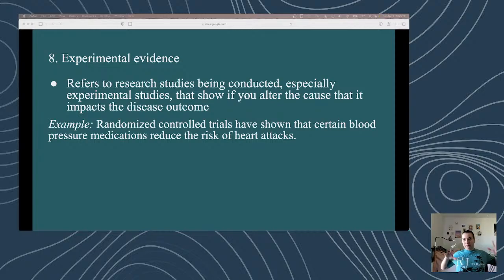Eight is experimental evidence. We will have an entire lecture down the road on randomized controlled trials, but this refers to research studies being conducted, especially experimental studies where they control for all the things that they hypothesize to be confounders that show that if you alter the cause, that it impacts the disease outcome. They isolate the exposure, essentially, so that it's the only thing that's changed. And as an example, randomized controlled trials have shown that certain blood pressure medications reduce the risk of heart attacks.